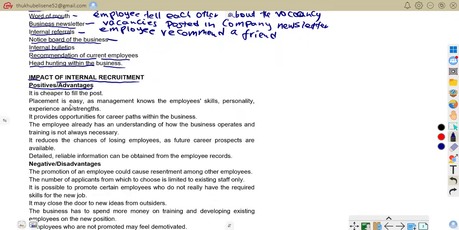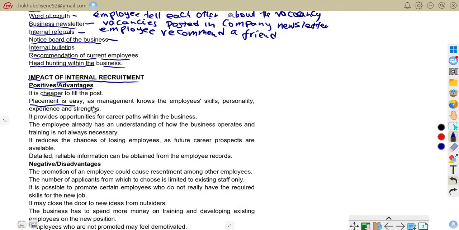The first advantage says it is cheaper to fill the post. Cheaper and faster, because staff already know the job. So it is cheaper to fill the post.